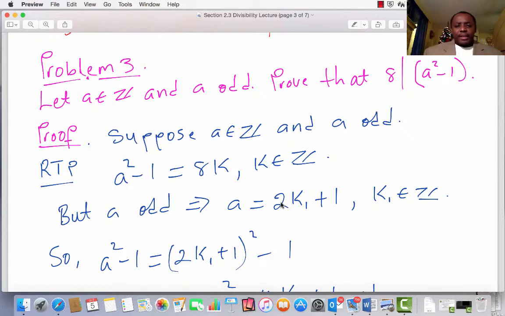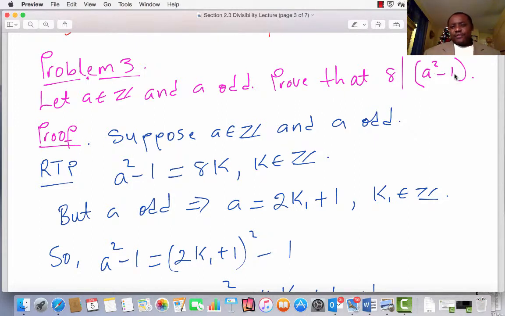Problem number 3. I added problem number 3 because it has a very classic technique that you would need in abstract algebra in so many topics. Let A be an integer and at the same time A is odd. Prove that 8 divides A squared minus 1.